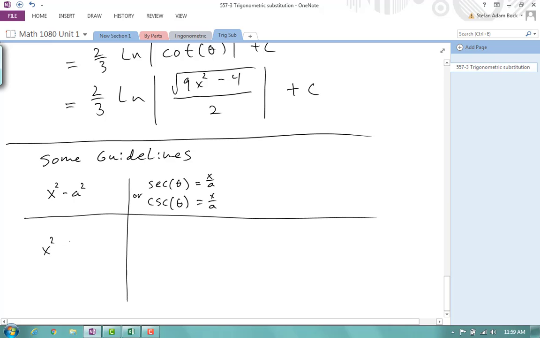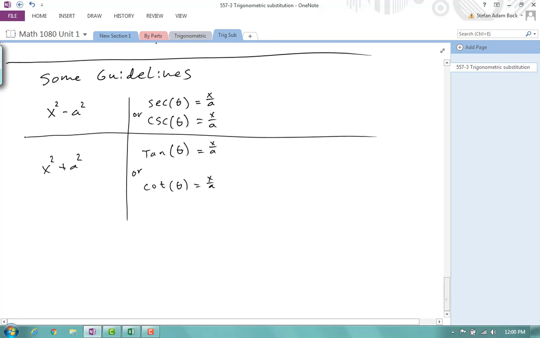If you have x squared plus a squared, then you're going to use tangent of theta equals x over a, opposite over adjacent, or, depending again where you label your angle on your triangle, you're going to have cotangent of theta equal to x over a. And lastly, if I have a squared minus x squared, then I'm going to use sine.